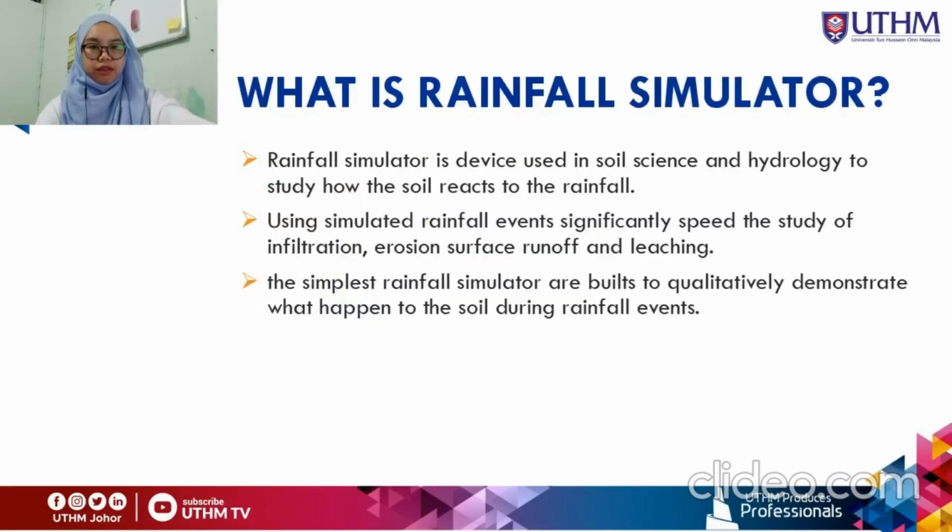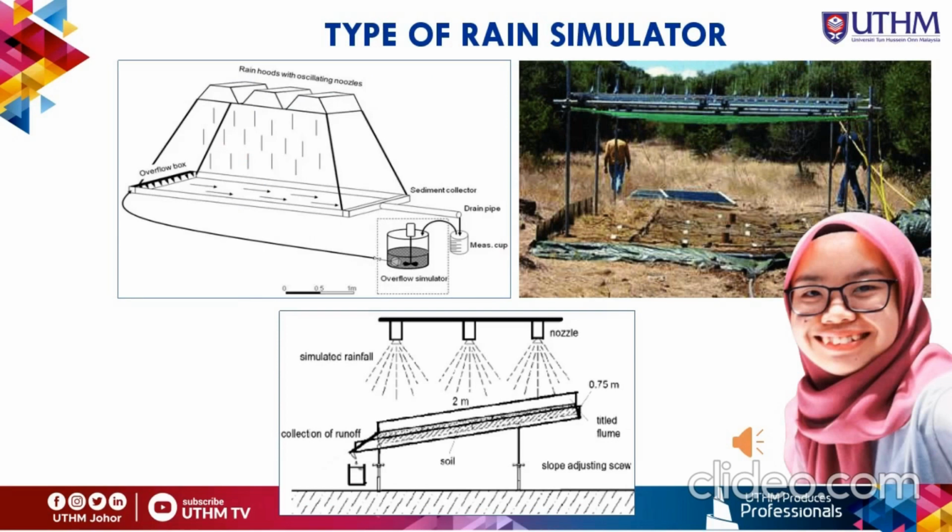A rainfall simulator is a device used in soil science and most commonly in hydrology to study how the soil reacts to rainfall. One of the reasons why we use a simulated rainfall event is to speed up the study of infiltration, erosion, surface runoff, and leaching. The simplest rainfall simulators are built to qualitatively demonstrate what happens to the soil during a rainfall event. These are a few types of outdoor and indoor rainfall simulators.